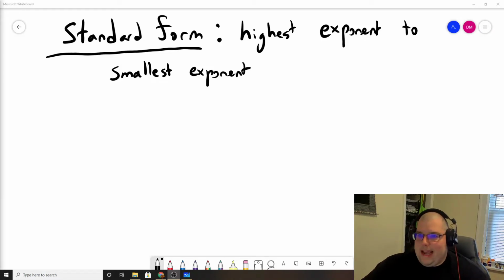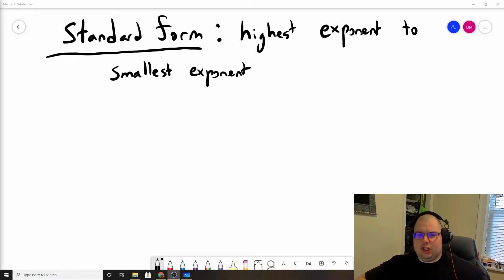Alright, welcome back. Today we're going to continue and talk about polynomials, and we're going to start off talking about what's called standard form. Standard form is a way of listing a polynomial so that it goes from the highest exponent to the smallest exponent as you are reading the polynomial.